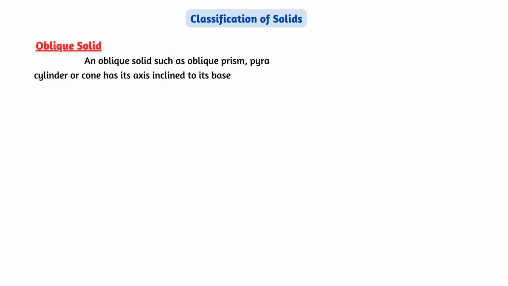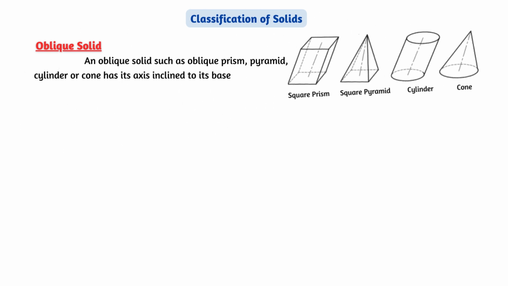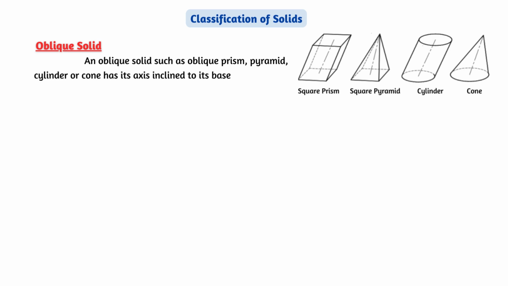Now we will see about the oblique solid. We have already known about oblique solids. That is, in an oblique solid, the axis of the solid will be inclined at a certain angle. As you can see here, all the solids are inclined with respect to the base.